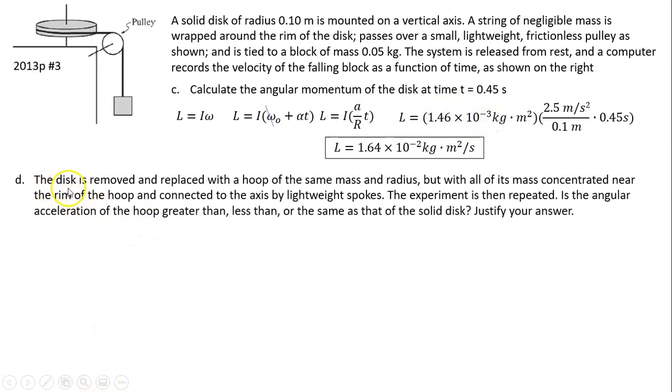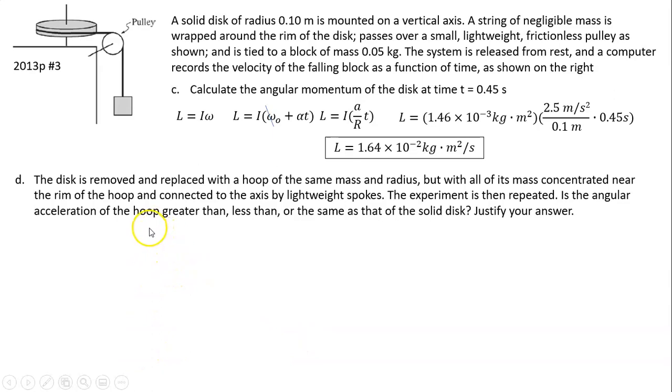Last part. The disk is removed and replaced with a hoop of the same mass and radius, but with all of its mass concentrated near the rim of the hoop and connected to the axis by lightweight spokes. The experiment is then repeated. Is the angular acceleration of the hoop greater than, less than, or the same as that of the solid disk? Justify your answer. So what's the difference between a hoop and a solid disk?